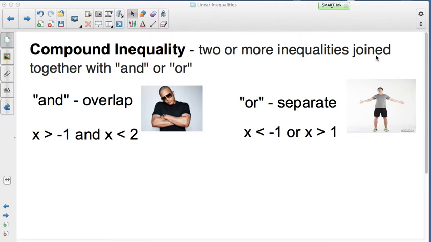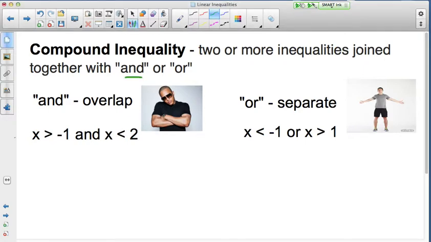Okay, so a compound inequality is an inequality. If you think about it like a compound sentence, that's when you have two sentences that are joined by the word and or but, separated by a comma. Well, in math, compound inequalities kind of mean the same thing. You have two inequalities that you graph on a number line, and they're joined with the word and or the word or.